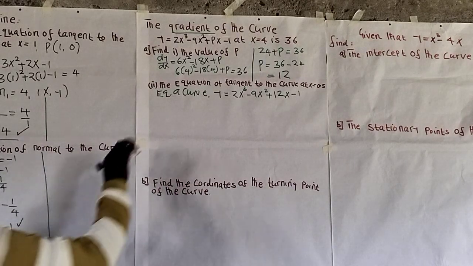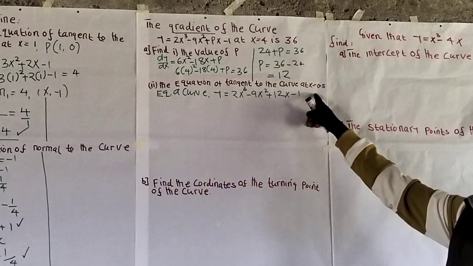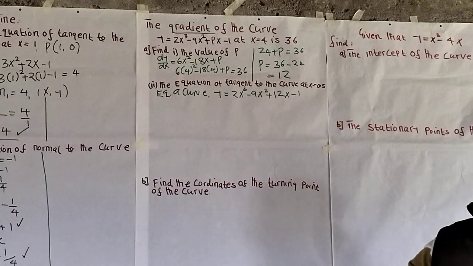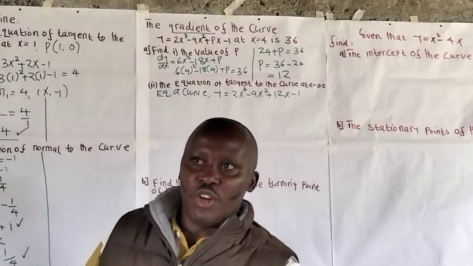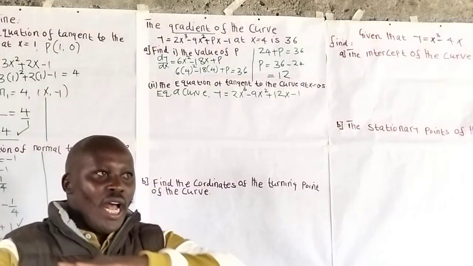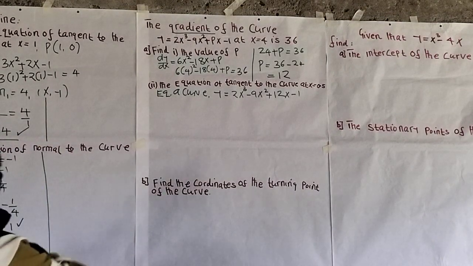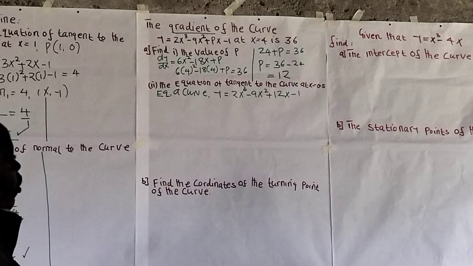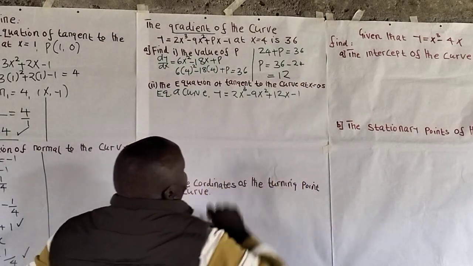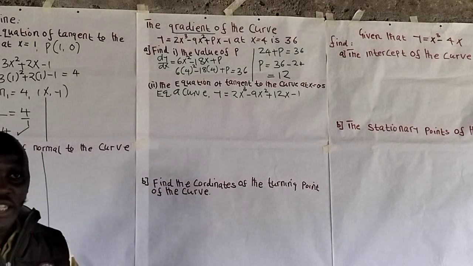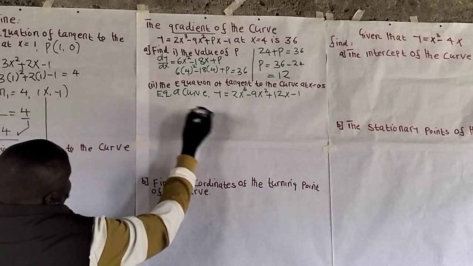We have been told we are supposed to find the equation of the tangent at the point where the value of x is equivalent to 0.5. To get the equation of a tangent, you need to get the gradient of the curve. After getting the gradient, you then get the point where the tangent meets the curve. So from this equation, with x equal to 0.5, we can get the coordinates of that point by substituting.